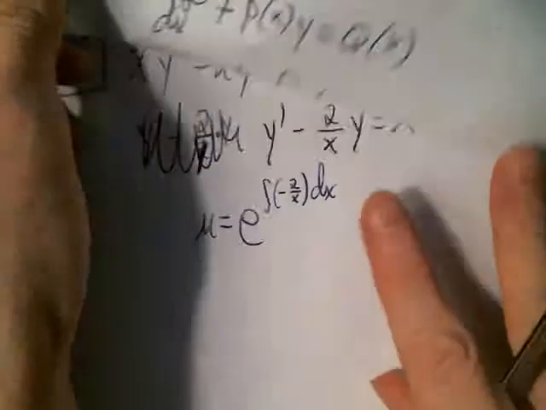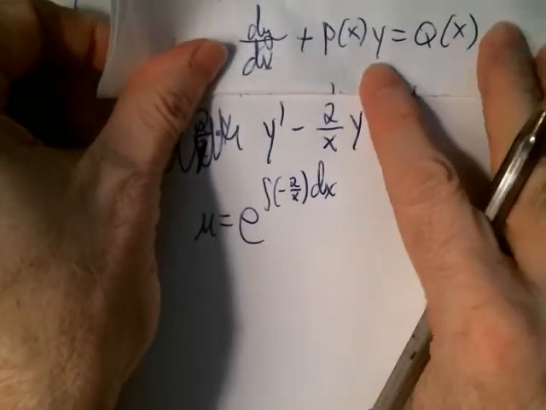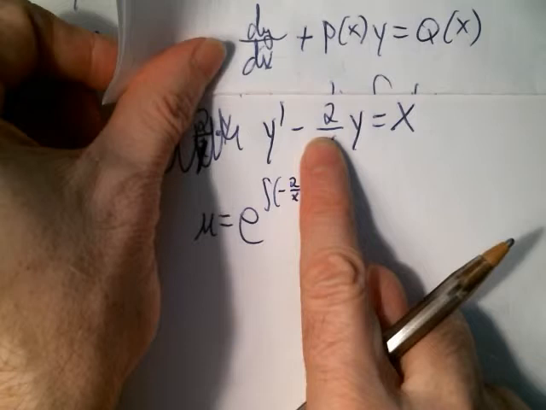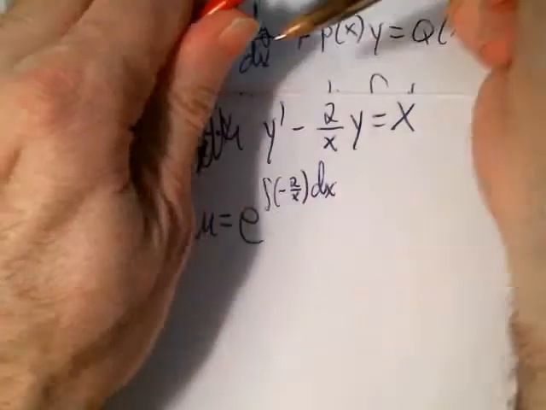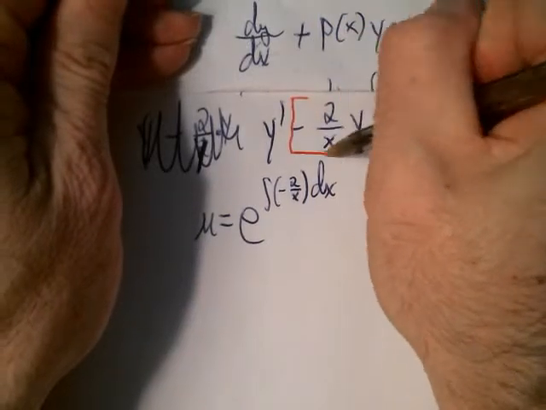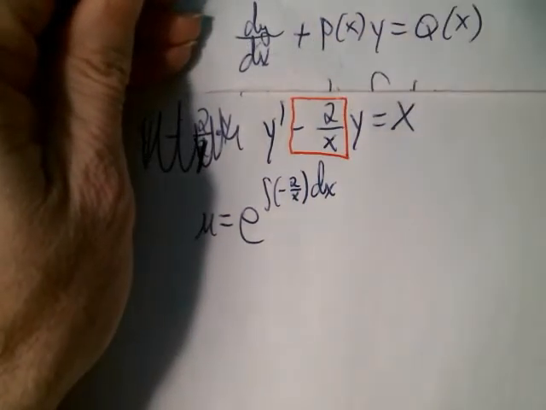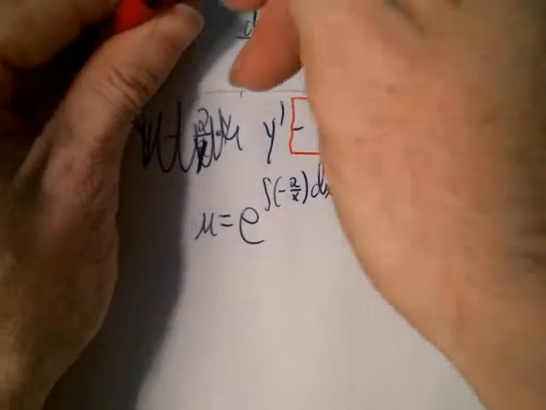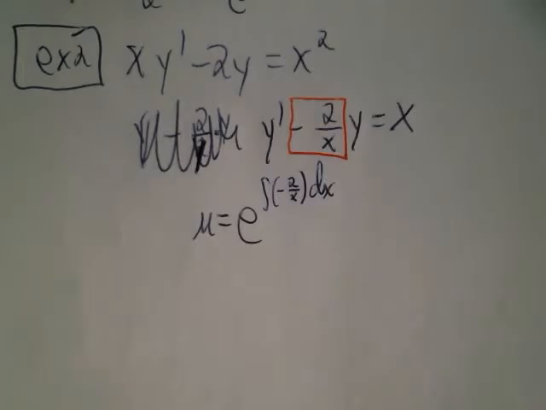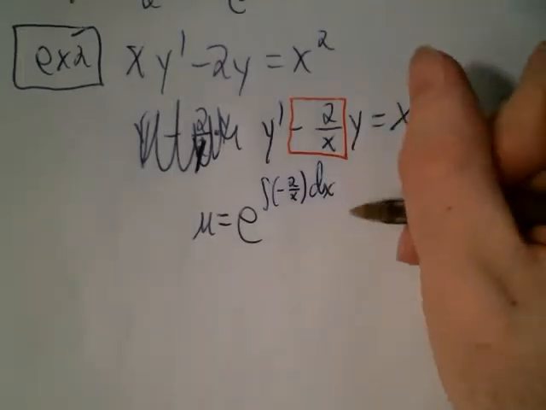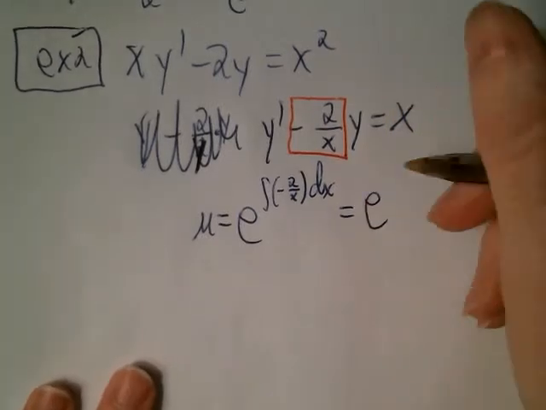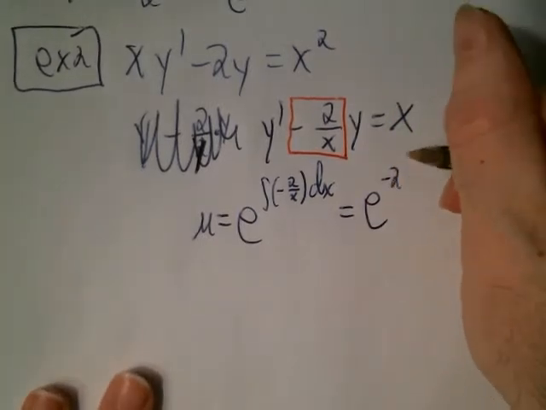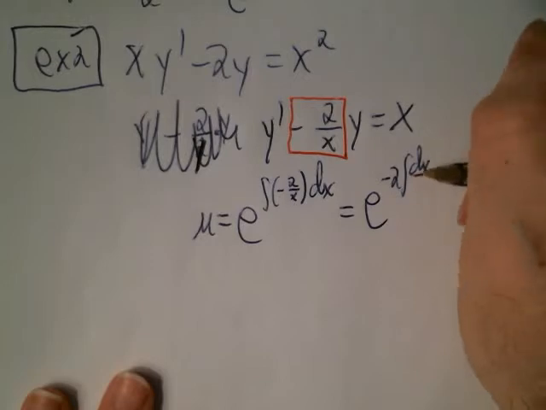Because the standard form has a plus in here. So when it's negative, the p of x is going to be all of this business. Okay, you have to include that negative portion. Okay, so let's go ahead and integrate that thing. We'll have e to the negative 2 times the integral of dx over x.